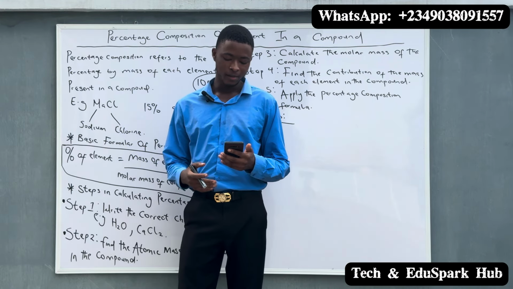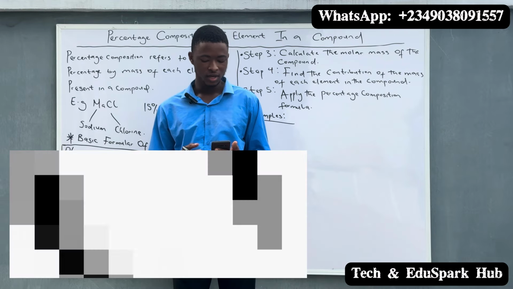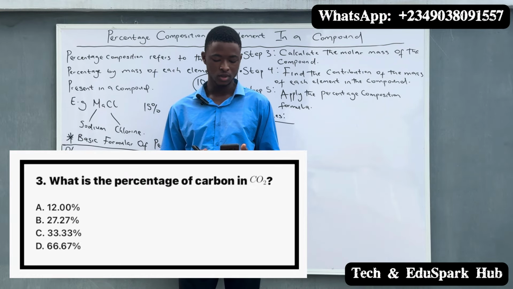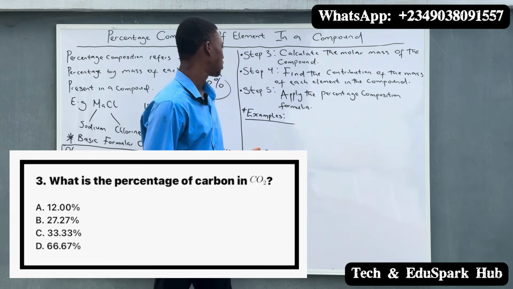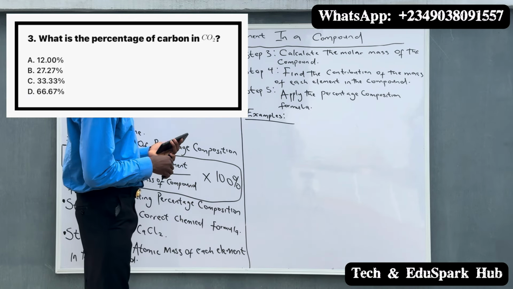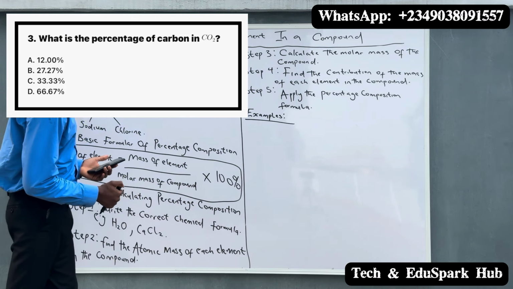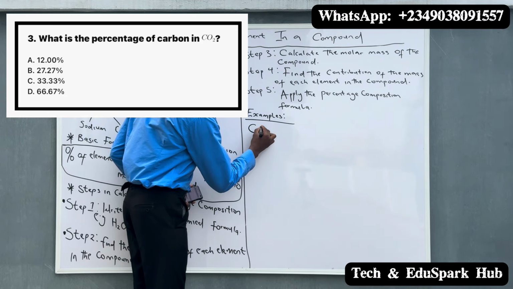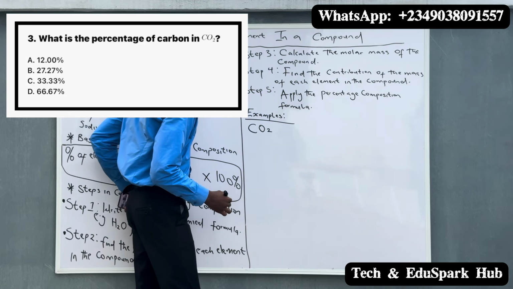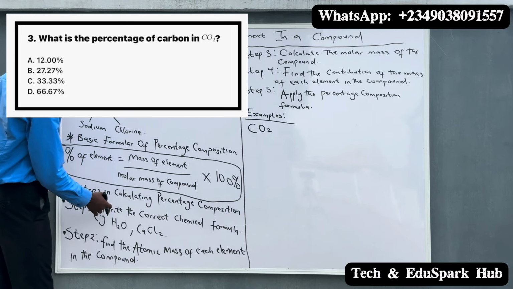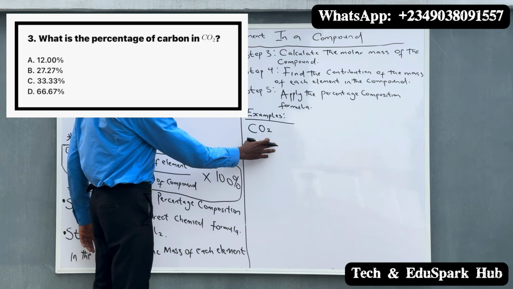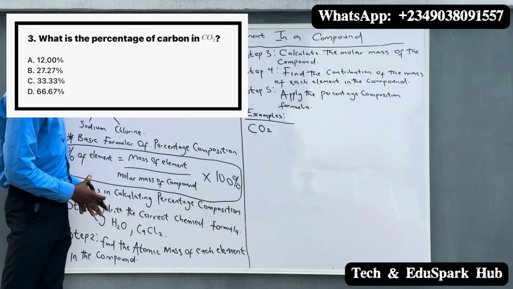Moving to the third example, as displayed on the screen, the question says, what is the percentage of carbon in CO2? So in this kind of question, we will be given the correct chemical formula, which is CO2. So step 1 is done like that. So we have been given CO2 in this case. So that is the step 1. The step 1 is to write the correct chemical formula, which the question has given us to be CO2. So step 1 is done in this case.